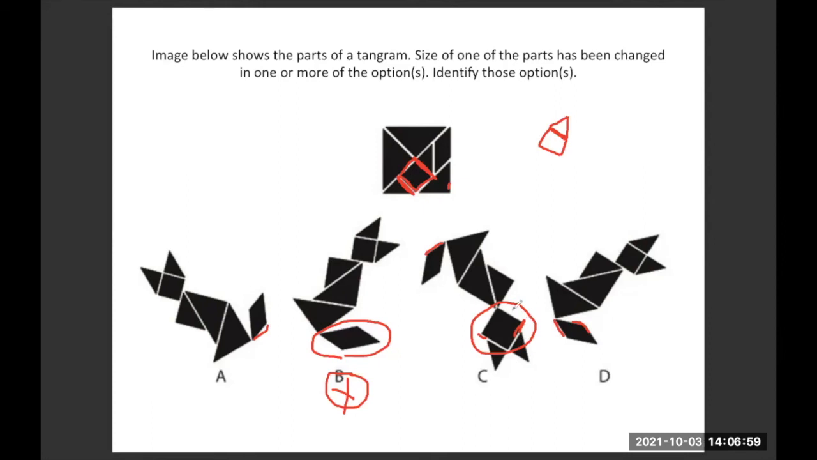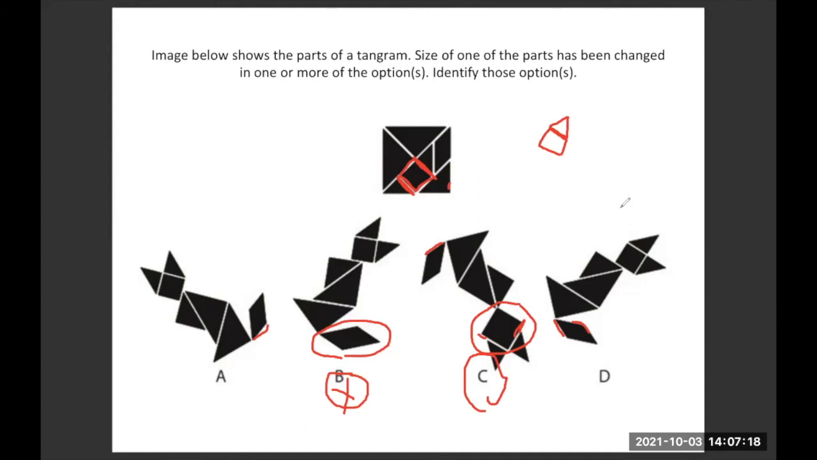B and C: B has this bigger rhombus at its tail and C has this bigger square. That's where the correct answer is B and C in this case. Any questions, any doubts?